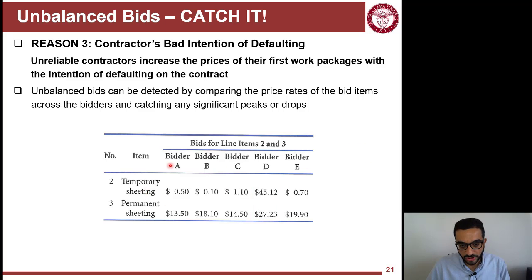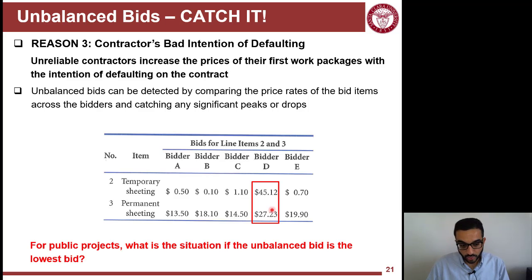So for example, here you have bidders A through E, and you can compare them in these two line items here. And you can see the average of the rates here is like $0.5 to $1.5 per unit. You can see this is a mistake. There's something fishy here, $45 per unit. Same thing for the other one. So you can say that bidder D has issues. They have fishy business to deal with here, but they might be the lowest bidder.